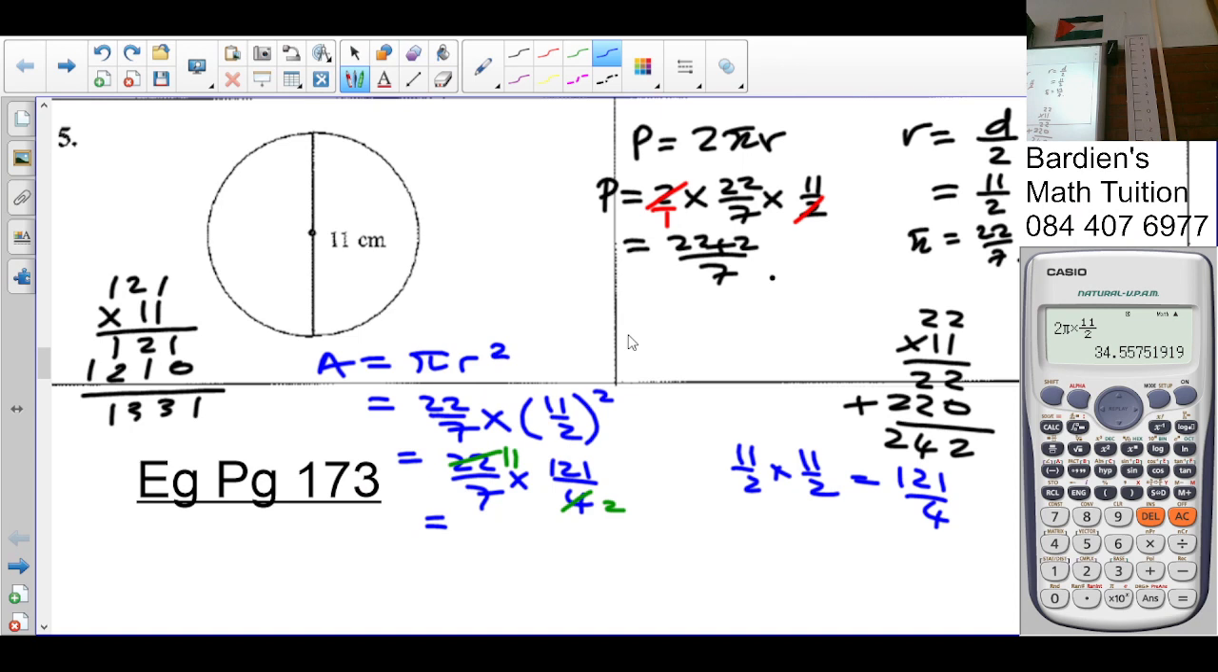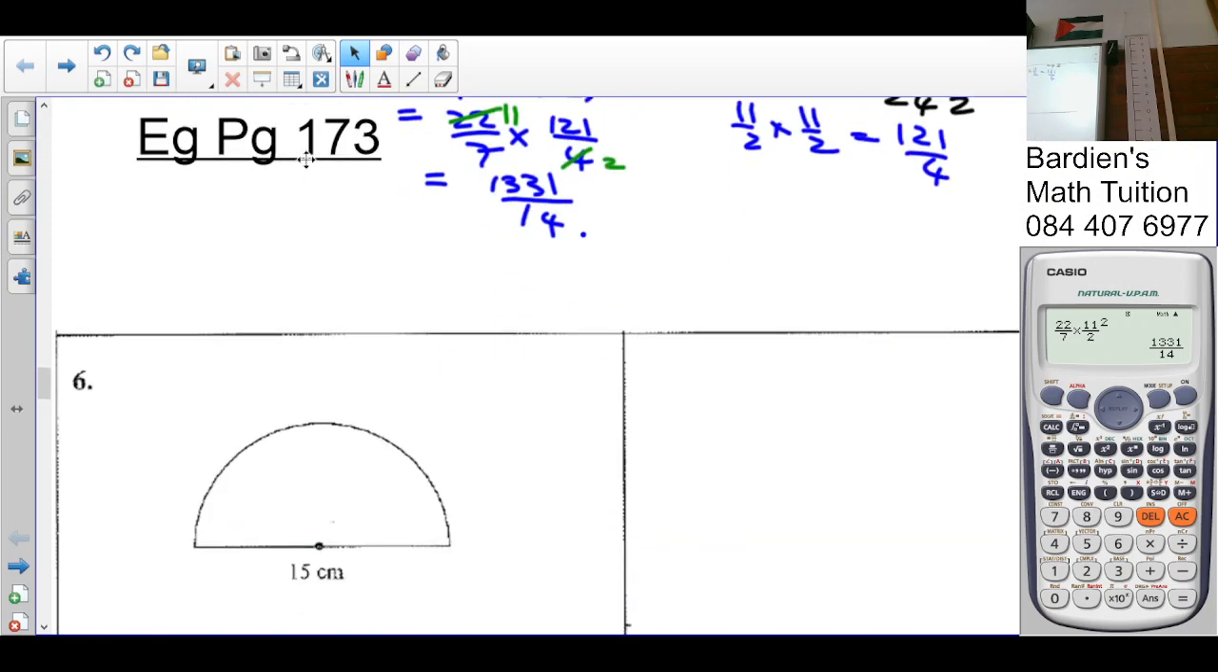It's going to be 1331 over 14. Okay, you can check. It'll be 22 over 7 multiplied by 11 over 2 squared. Okay. Do you guys understand? Okay.